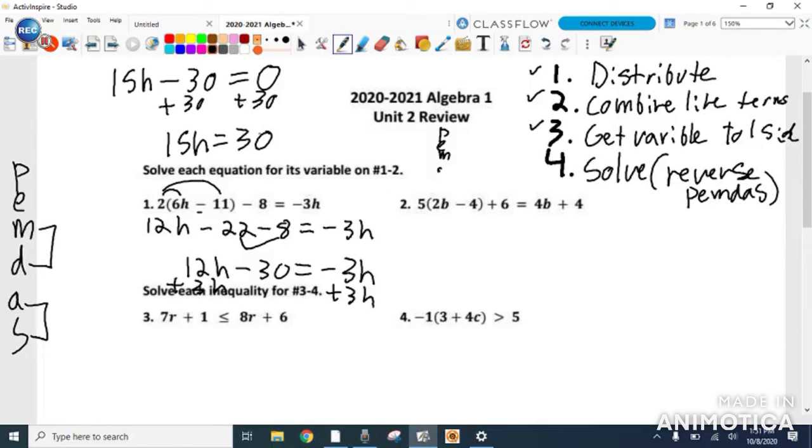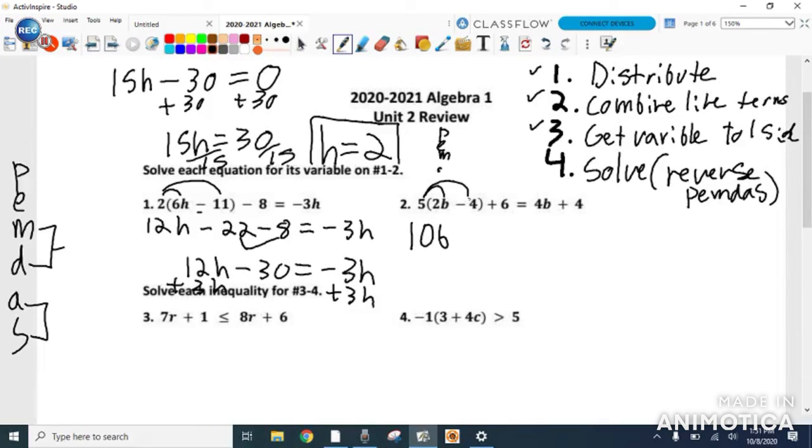Now, I need to multiply or divide. Since there's a 15 in front of my h, I'm going to divide both sides by 15. 30 divided by 15 gives me 2. So my answer is h equals 2. Now I need to do the same thing to number 2. All right? Distribute. 5 times 2b will give me 10b.